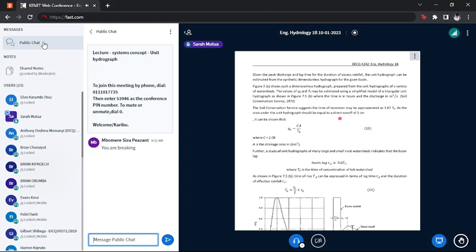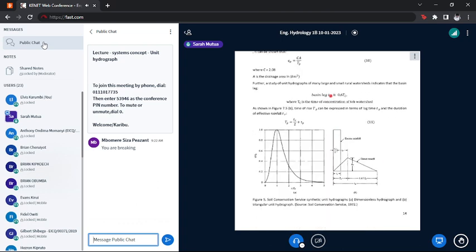Yes, so if you are given the peak discharge and the lag time for the duration of the excess rainfall, then you can determine the dimensionless hydrograph for a given basin. For example, in this figure, we have a dimensionless unit hydrograph. That is part A of this figure.